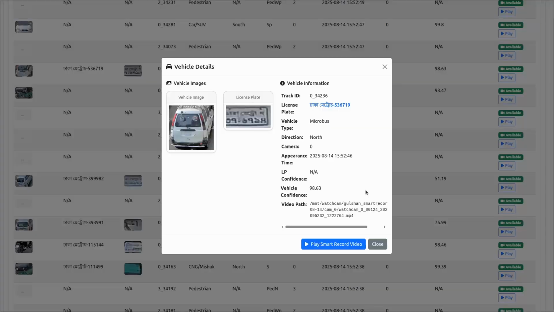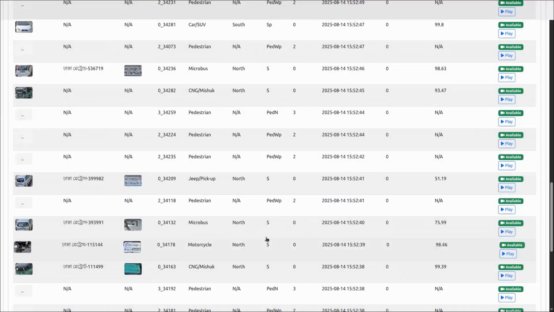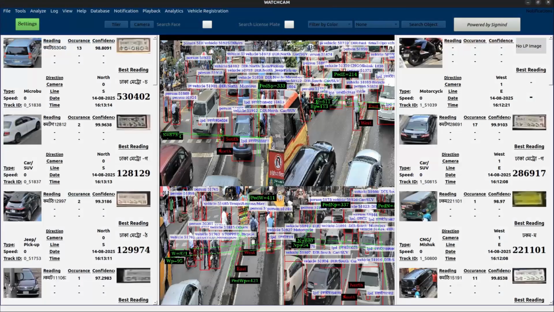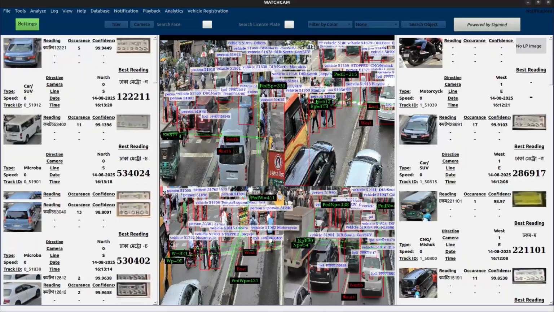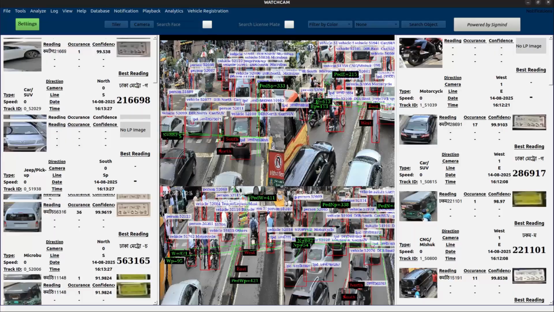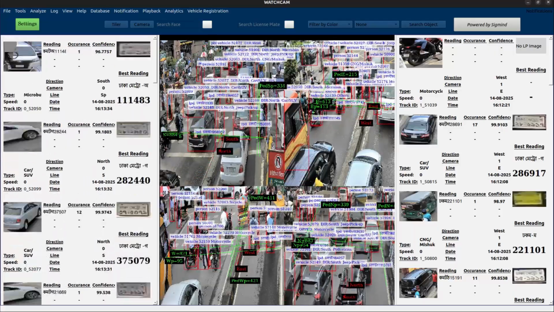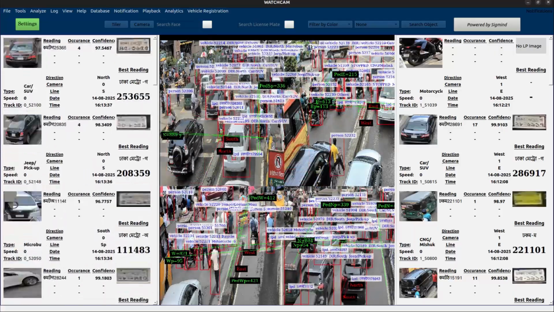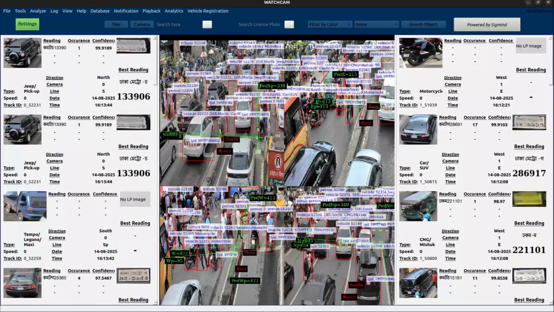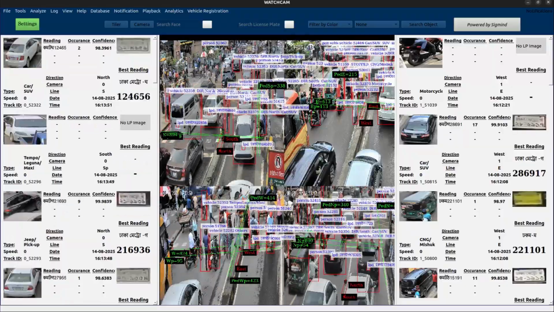It has gathered all the vehicles that have crossed the Gulshan 1 intersection within this time range. The data is coming from the watchcam vehicle analytics, which is connected to the cameras across the intersection, and it gathers the real-time vehicle information along with the number plate and vehicle class.